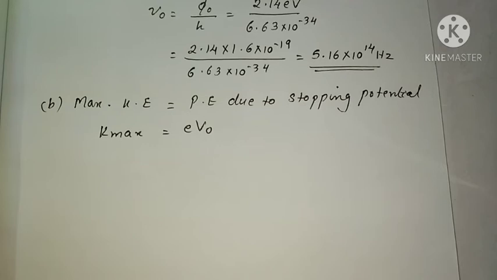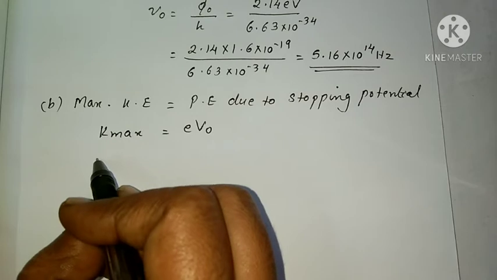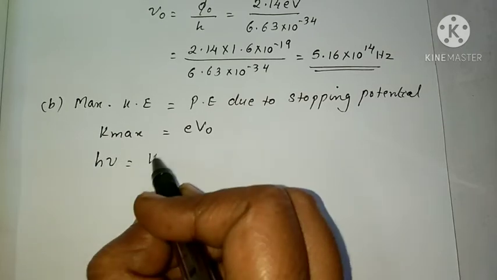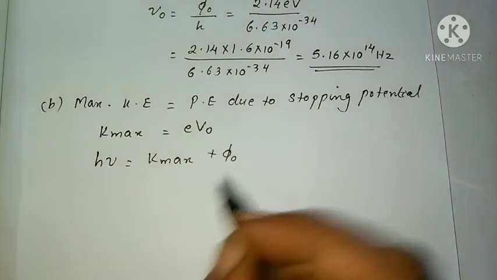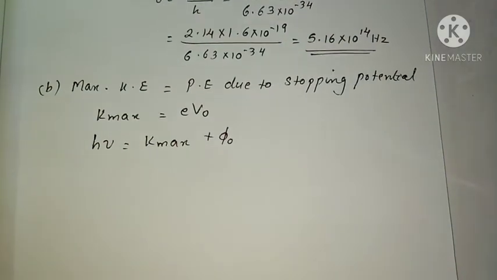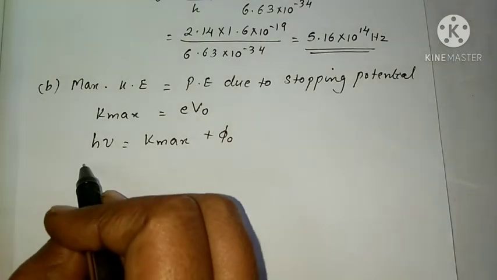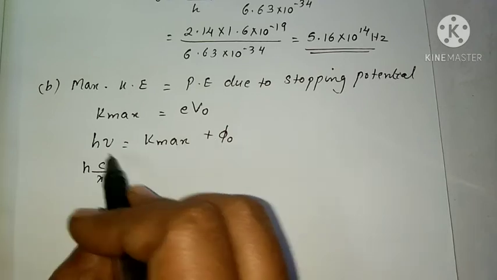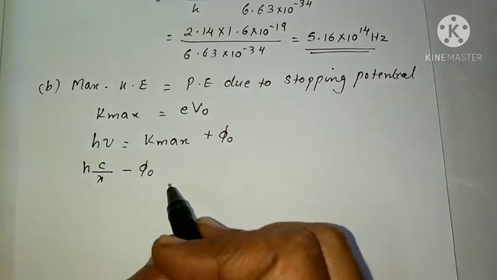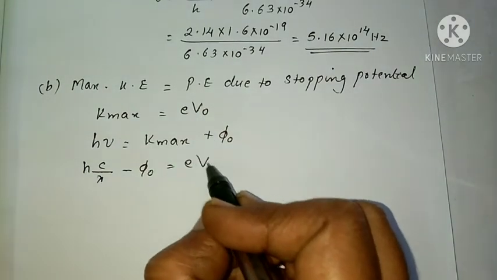Clear? So according to Einstein's photoelectric equation, we have the relation h nu equals K maximum, that is maximum kinetic energy, plus phi 0. From this relation we can find out the wavelength of the incident light. So we can write h nu as hc by lambda, then this minus phi 0 we can take to this side, so that is equal to K maximum, which from the above equation is eV0.